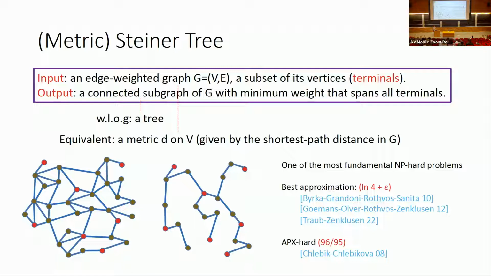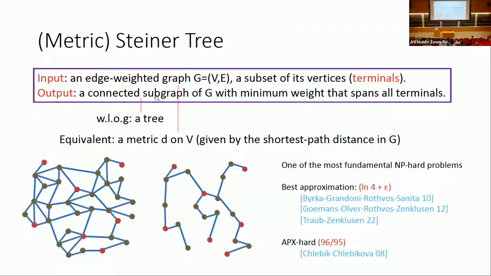This is the metric Steiner tree problem, also known as the Steiner tree problem. The input is an edge-weighted graph together with a subset of vertices called terminals. The goal is to compute a connected subgraph with minimum total weight that spans all terminals. It is called a Steiner tree, but its goal is to find a connected subgraph.